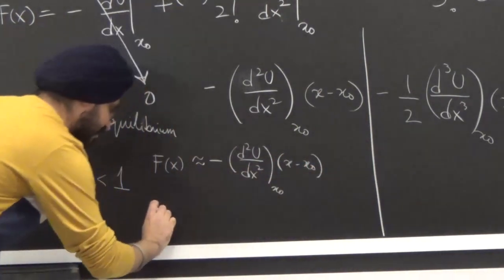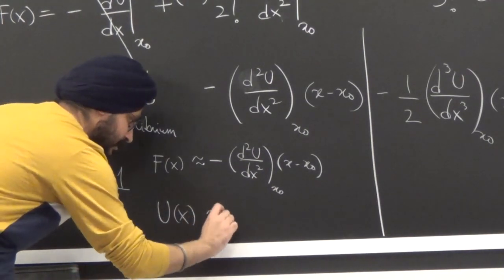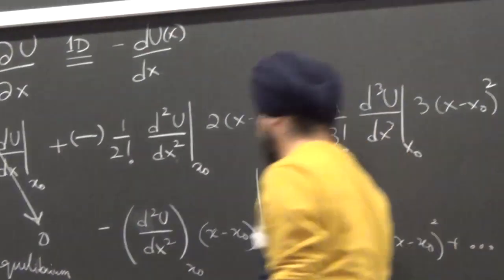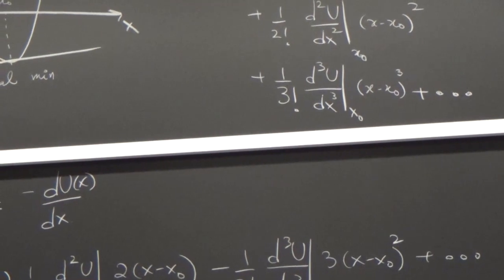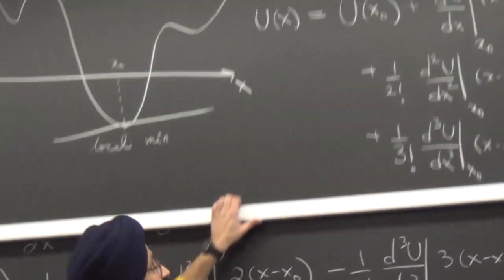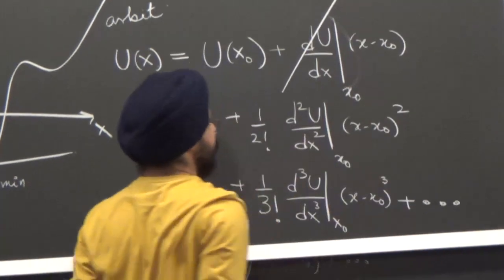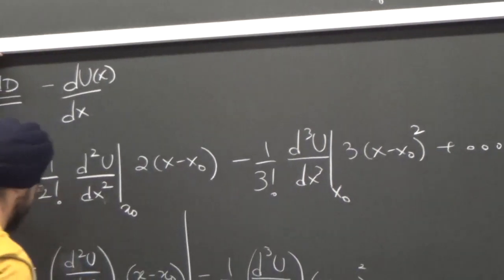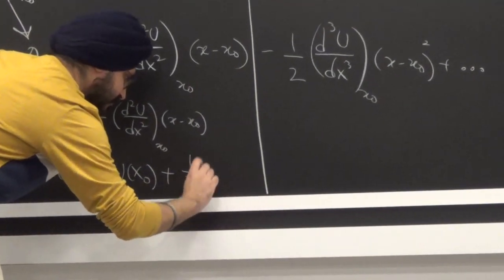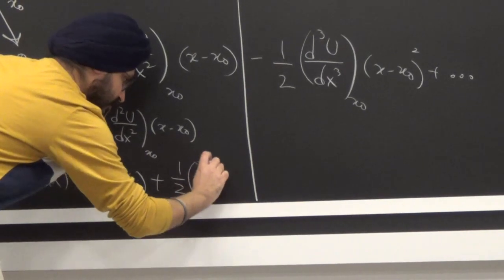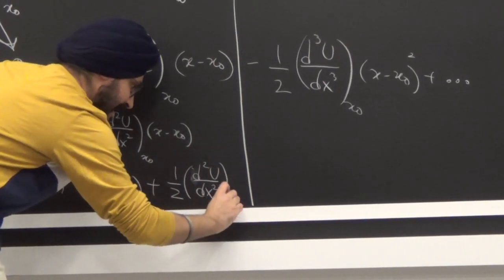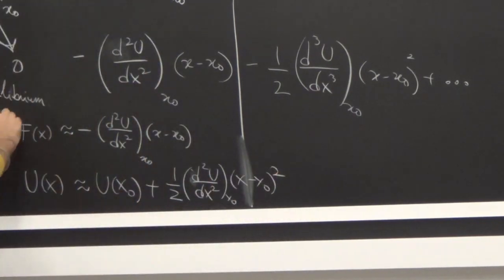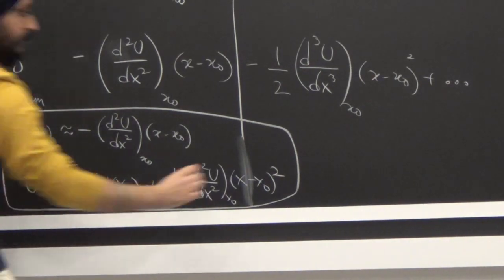And the potential energy function u of x. Which piece contributed? The first term is just a constant. So I have it here. This is u of x0. The second term vanishes because, again, this derivative was zero by the equilibrium condition. And I'm truncating it at this order. So the potential energy is this plus 1 half d squared u dx squared at x0 times (x minus x0) squared. So this is the harmonic approximation.